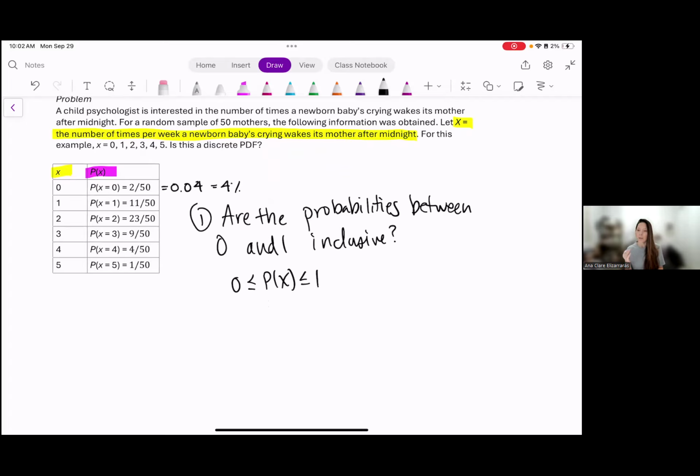That is between 0 and 1, and it's positive. We're good. 11 out of 50, same thing. That's 22% or 0.22. 23 out of 50, that's 46% or 0.46. 9 out of 50 is 18% or 0.18, and 4 out of 50 is 8%, 0.08, and 1 out of 50 is 2% or 0.02. So all of those are between 0 and 1 inclusive. So first check, yes. The second thing we need to determine is, do all of the probabilities sum to one whole or 100%?